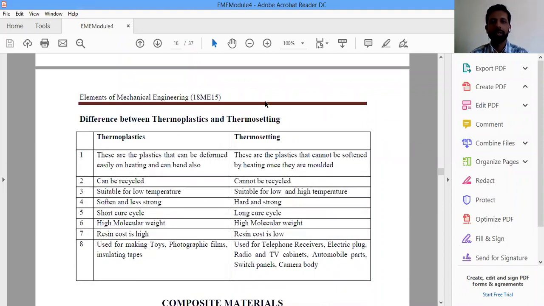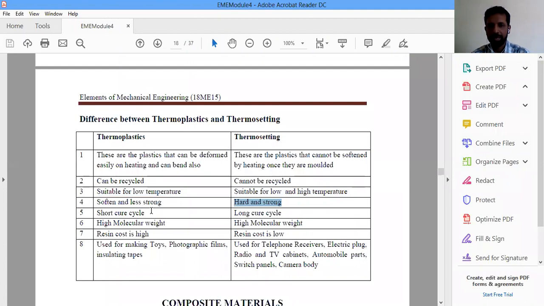Now if we take a look at the difference between thermoplastics and thermoset polymers: thermoplastics can be deformed easily on heating, bent, and reformed again and again, but that is not the case with thermosets. It is only one time; once they are molded, that's the end of it. Thermoplastics can be recycled; thermosets cannot. Thermoplastics are suitable for low temperature applications, but thermosets are used for high temperature applications. Thermoplastics are soft and less strong, but thermosets are hard and stronger.